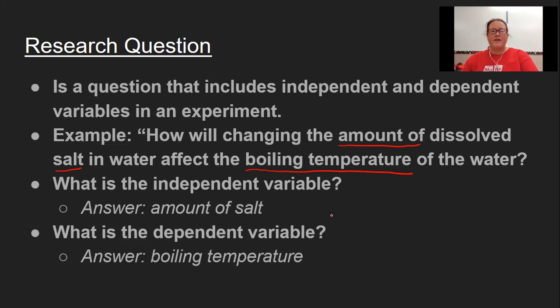Again, if you have to identify this, you can finish the sentence. The blank causes the blank to change. Now these blanks are really small, just like they were on the worksheet, if you remember, if you were assigned it. So I'll just write down here, the amount of salt causes the boiling temperature. And this is, again, how we remember this is always our independent variable, and this is always our dependent variable.